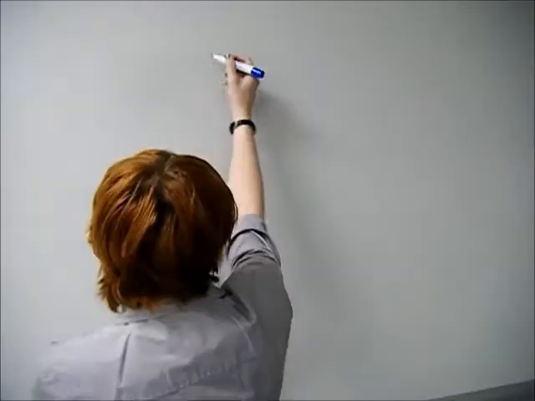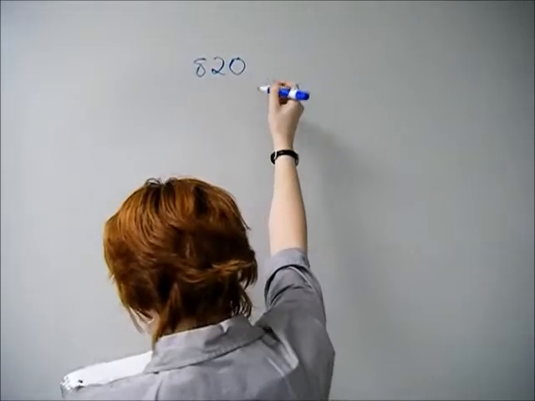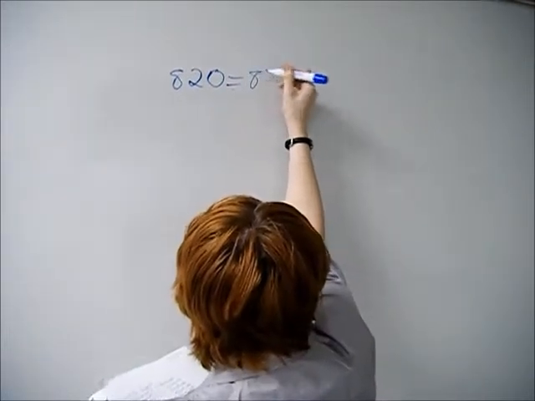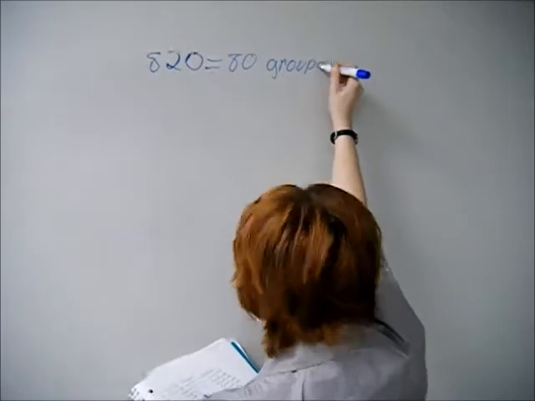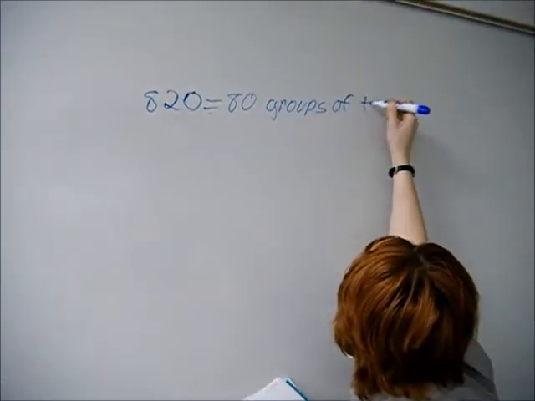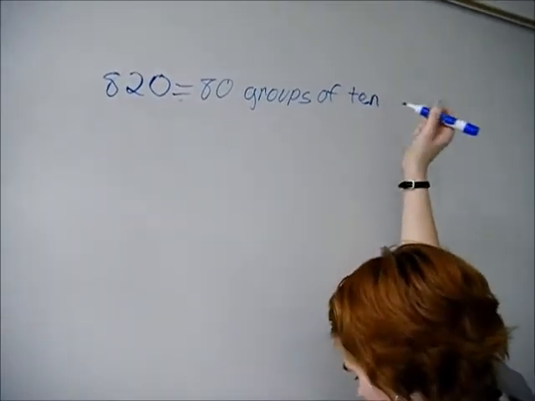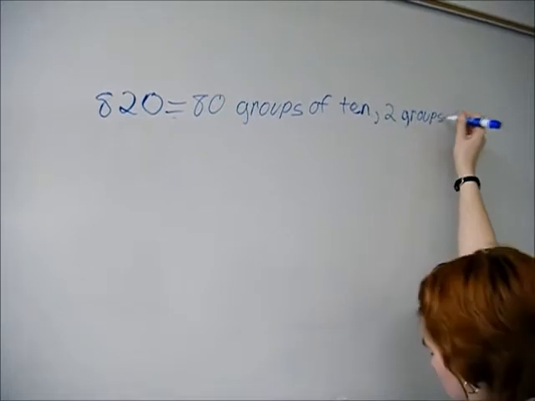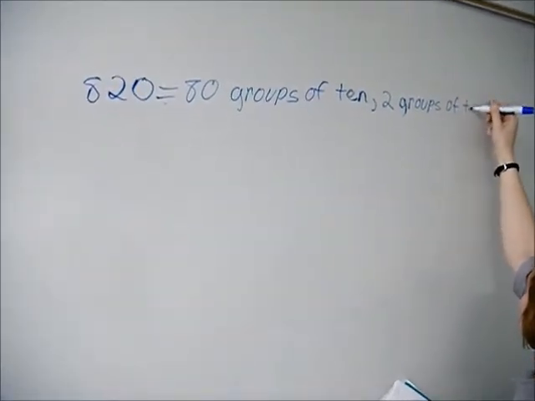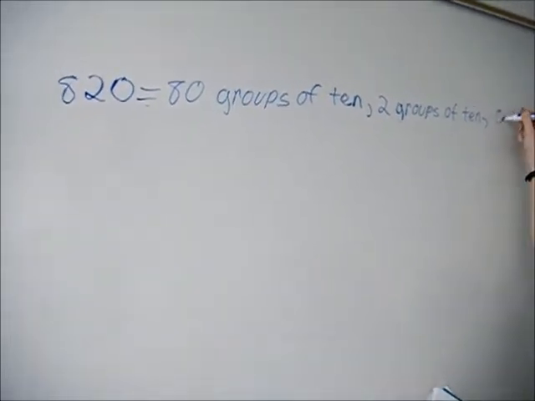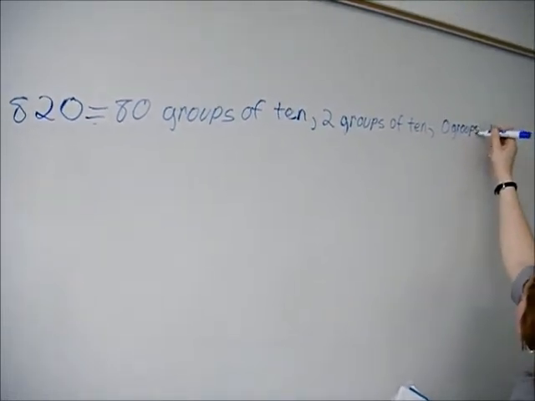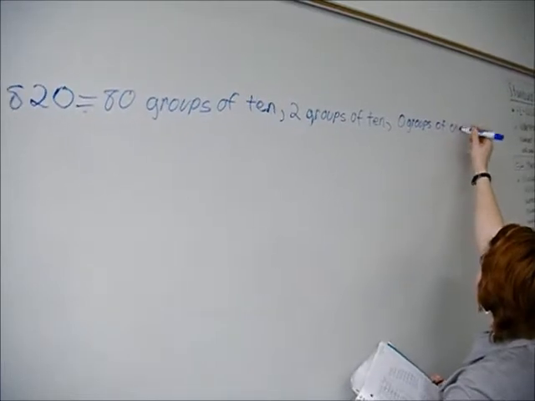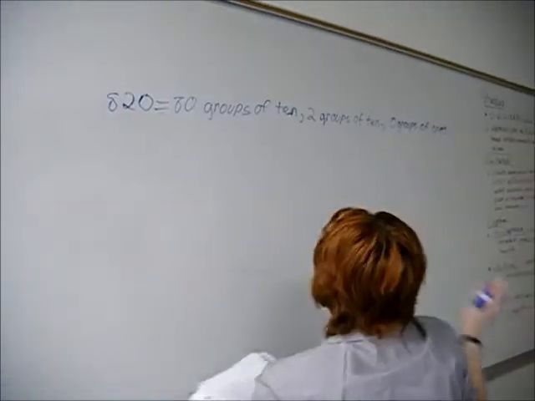Does everyone remember the little cards that we had earlier today? Yes! Alrighty, we're gonna write these numbers out. Okay, we got 820 equals 80 groups of 10. And then 2 groups of 10 and then 0 groups of ones. Is everyone following me so far? Yes! Alrighty.